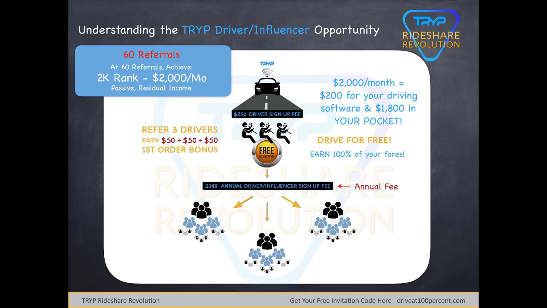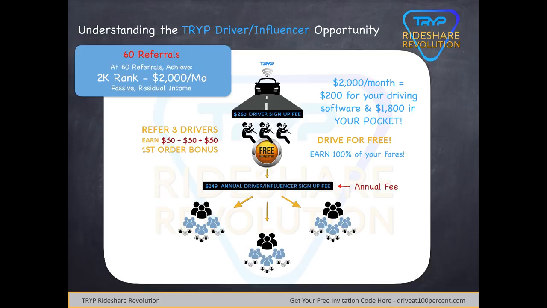So $1,800 in your pocket, again, can go for a lot of things. It can pay for new tires for your car. It can pay your rent. It's a lot of extra money. And then anybody you're bringing in as a direct referral, you're getting $50 a piece also. And if you look at this diagram, the 60 referrals, that's not even very many people who need to come in beyond that 3rd level. And then you're there at $2,000 a month.